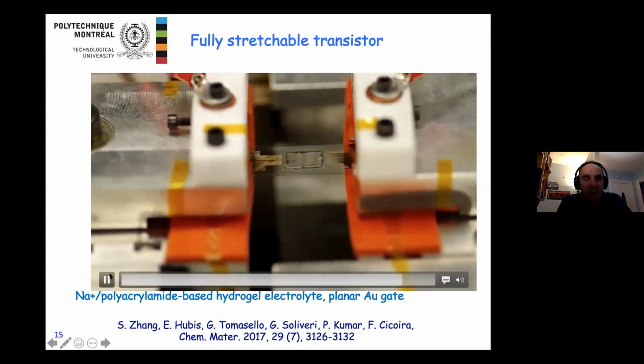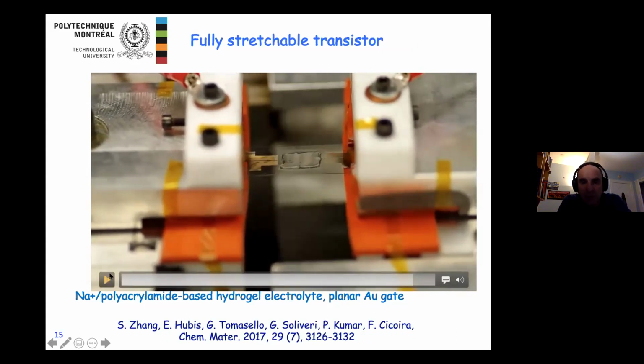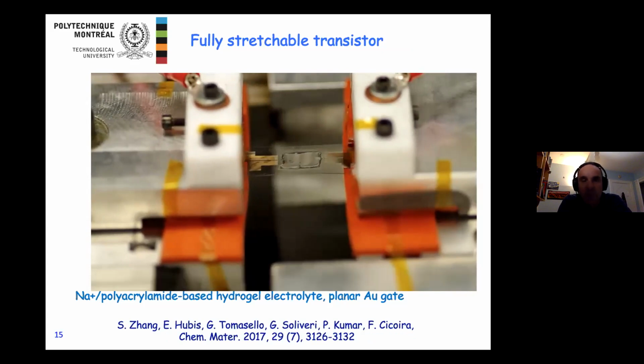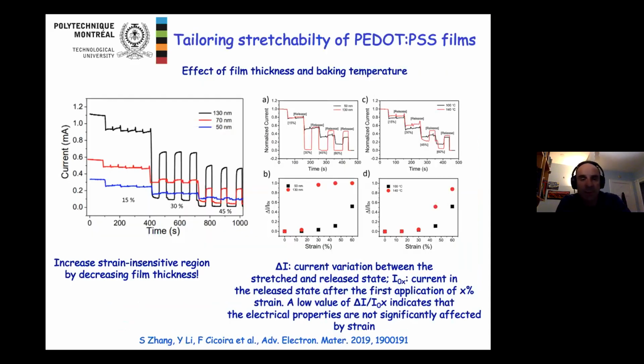Here you don't really see the organic semiconductor because it's transparent. You can see the gold source and drain, but you can imagine that in between the source and drain and below the electrolyte, there is the PEDOT:PSS film.